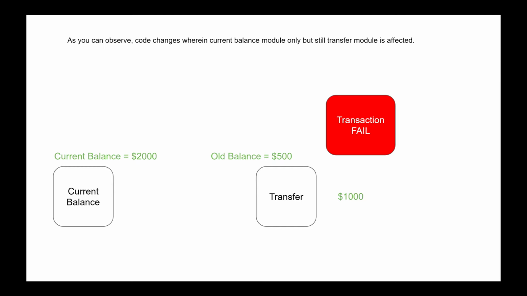As you can observe, code changes were made in the current balance module only, but still the transfer module is affected. Regression testing is carried out to check that modifications in software have not caused unintended adverse side effects, as in this example.